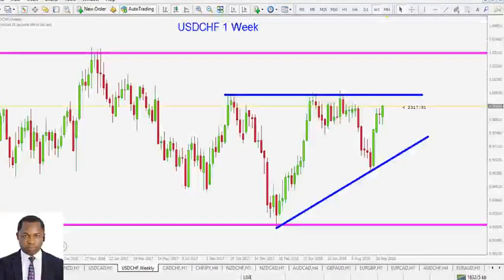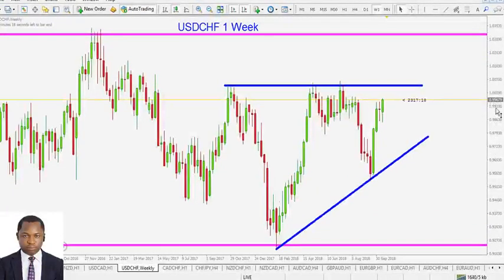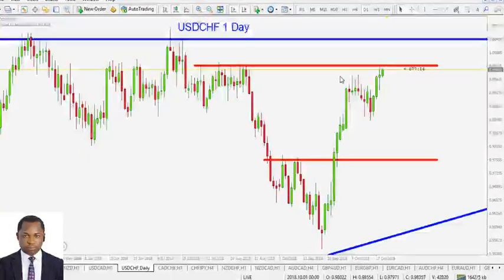Okay, this seems to be heading towards that heavy level of resistance again in the weekly time frame. It is not giving up. The push is still there. Let's see what's going to happen around that level of resistance for next week.